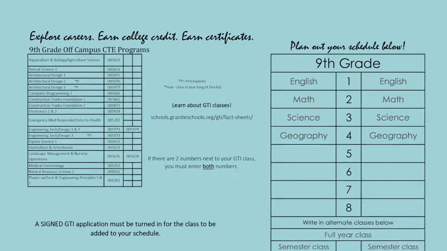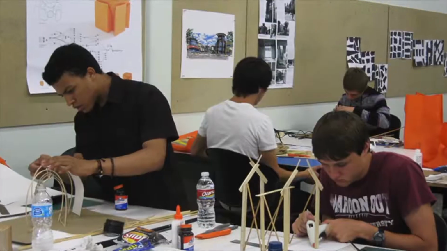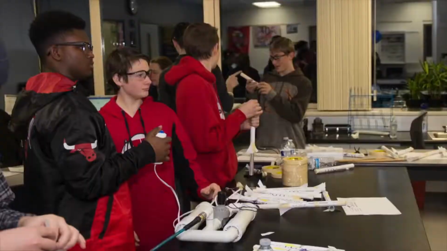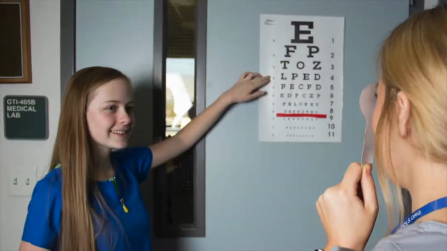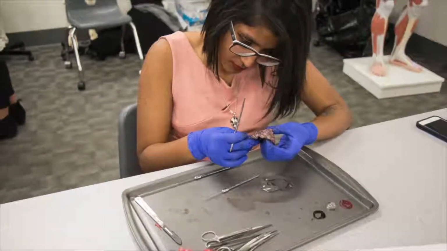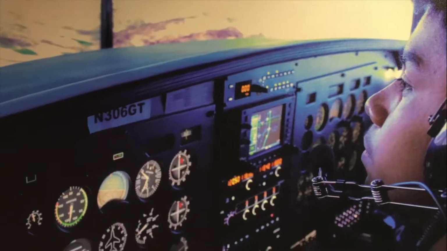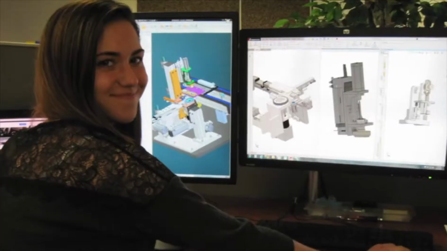9th graders have the privilege of taking a 2-period block science class at the GTI, Granite's off-campus learning center. These classes provide hands-on learning in a stimulating environment in and outside of the classroom, as well as give students 2 full years of science credit. If making a selection for science, a GTI application must be completed and turned in to the Career Center at Cottonwood High.